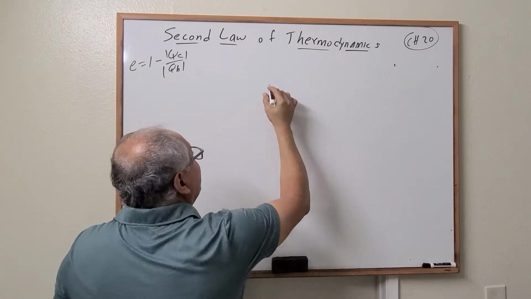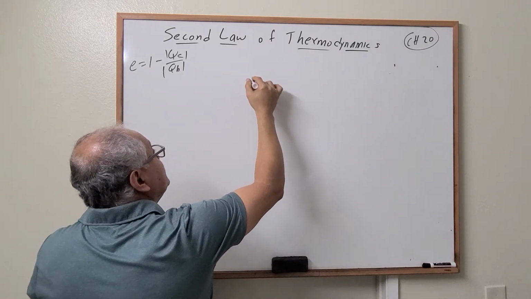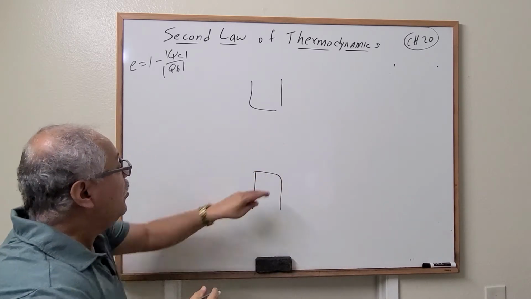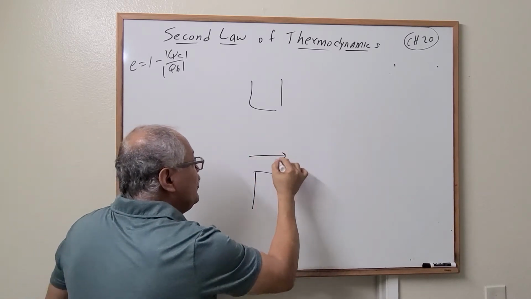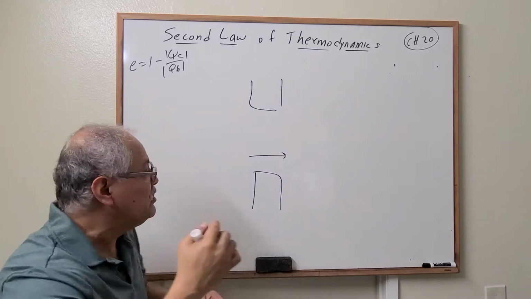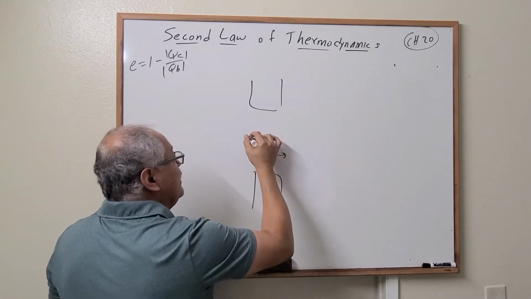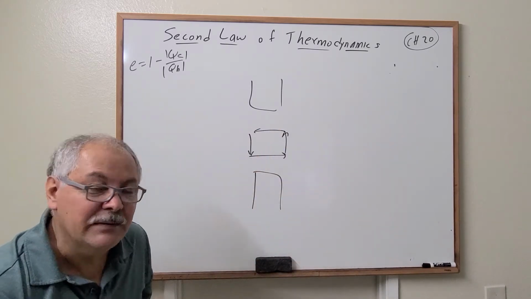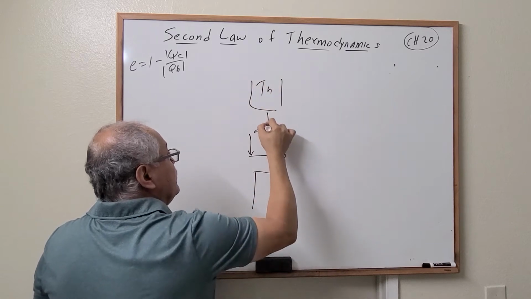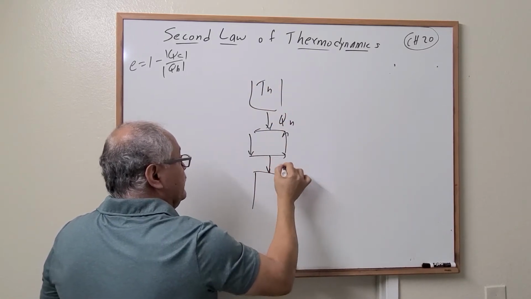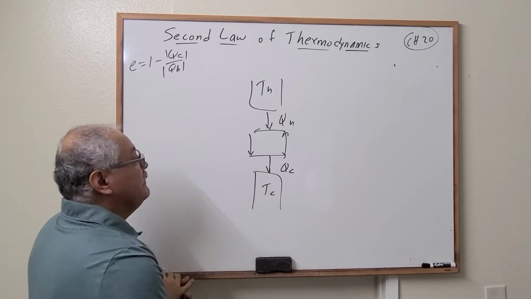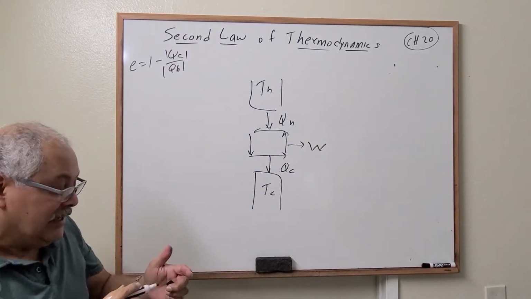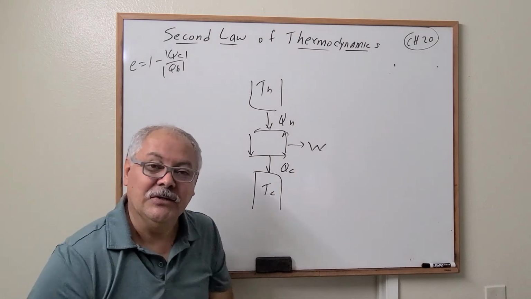Now, let's see what happens when we are going in the opposite direction. Again, we have a substance in this picture, correct? And we are dealing with a cyclic process, so we can represent it in this way. That is a cycle, imagine. So this is TH, this is QH, QC, and TC. And we have work done, right? That's the heat engine.